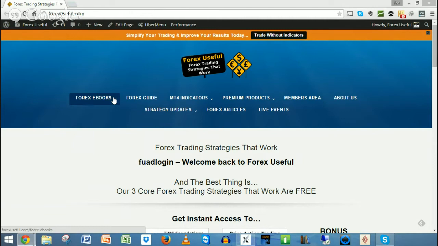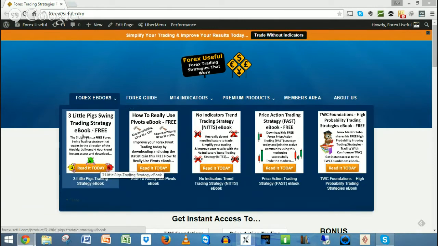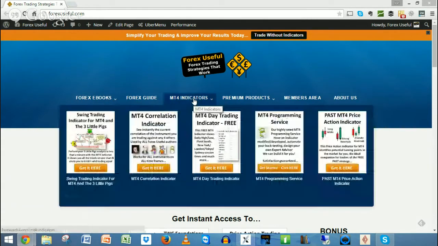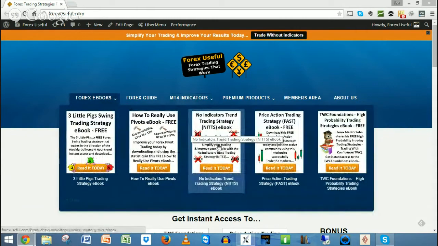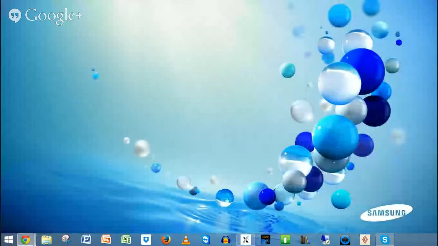Three Little Pigs is a free ebook available over here on the website. The indicator I'm using today is available on the website here, the swing trading indicator for MT4 and the Three Little Pigs. And lastly, I will cover the no indicators trading strategy, which is available over here on the website. So in we go.